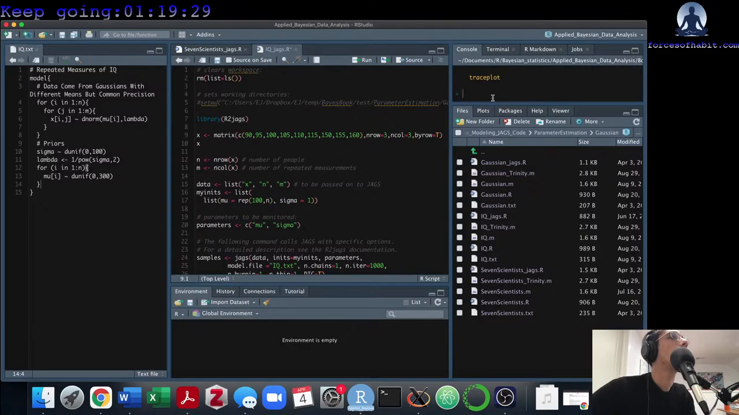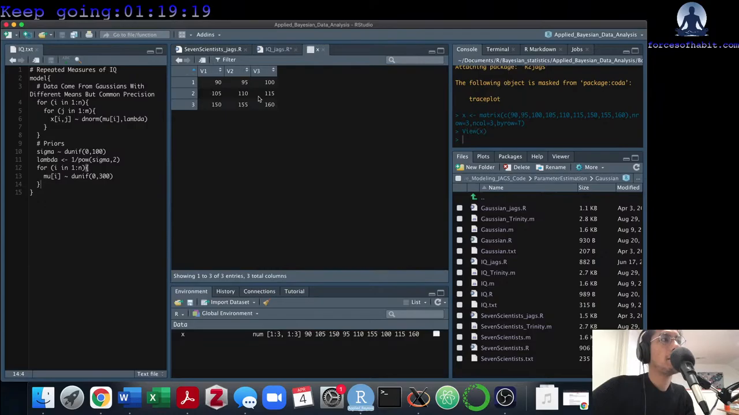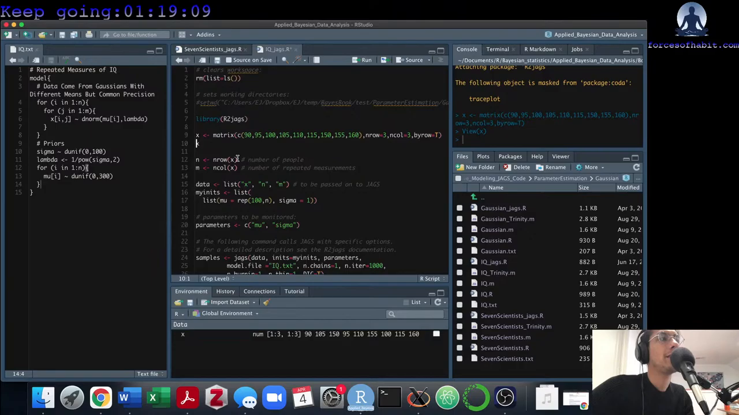So now we'll load a matrix here and we'll take a look at it. So this is the matrix of subjects. Looks like we have three subjects and three measurement occasions. Which is which? Heck if I know. Right. People, measurement occasions, right.